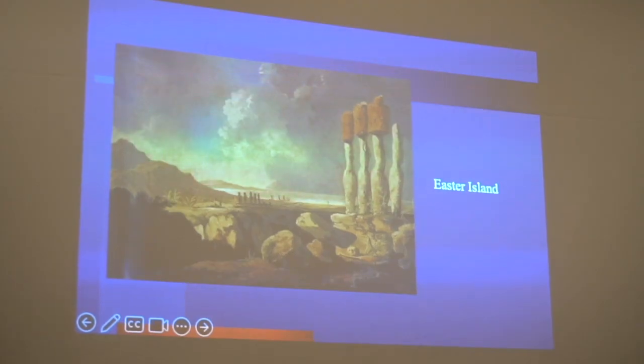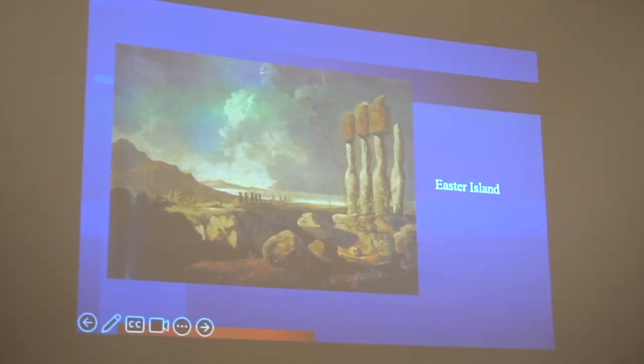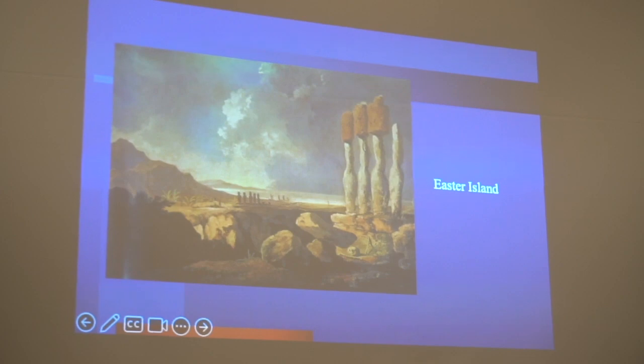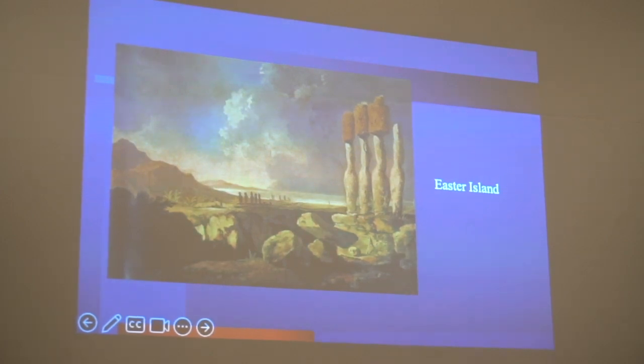So anyway, Easter Island, very odd, strange place compared to other places in Polynesia. And it's interesting in other ways as well.